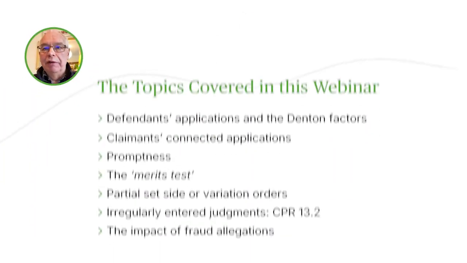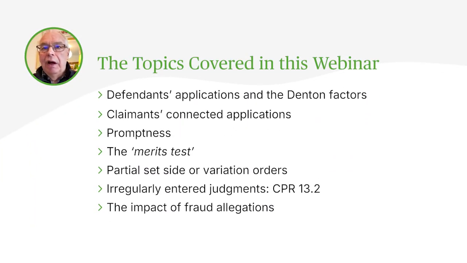So the topics I'll be covering are defendants' applications to set aside a judgment and considering the Denton factors in the analysis of that. I'll also consider some applications claimants may have to make in these circumstances, even though they've got a default judgment, to protect their position. I'll particularly focus on the two elements of the CPR 13.3 test, which are promptness and the merits test.